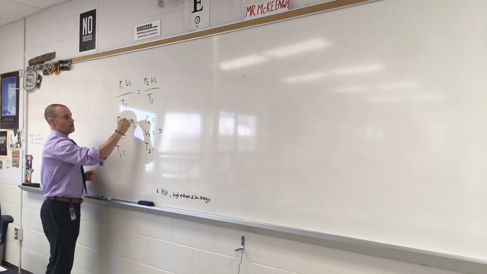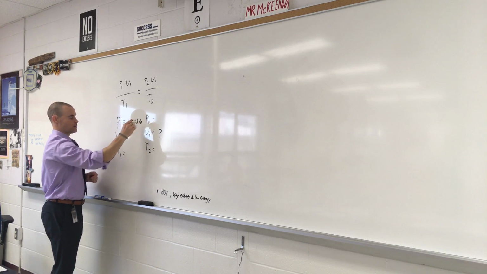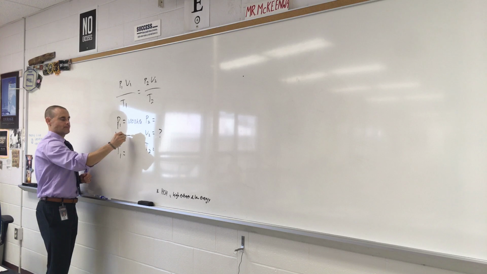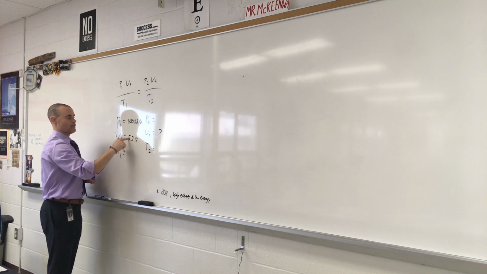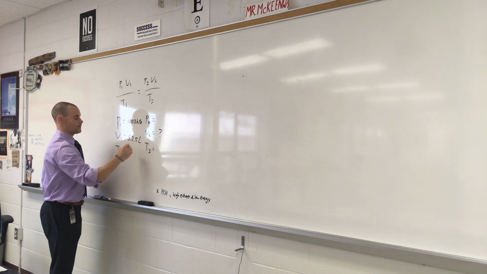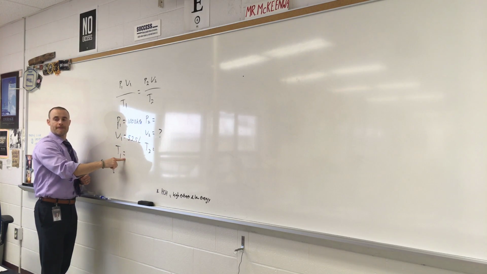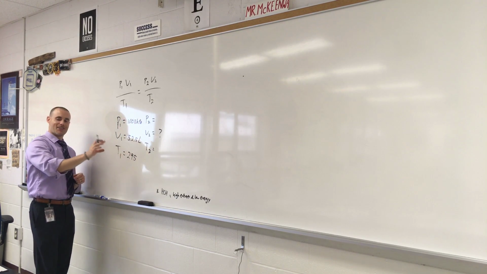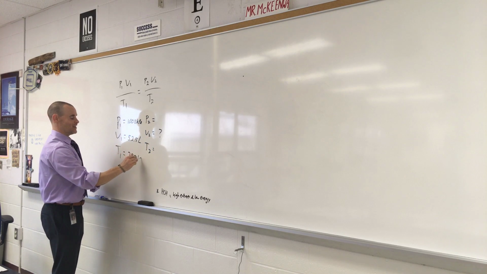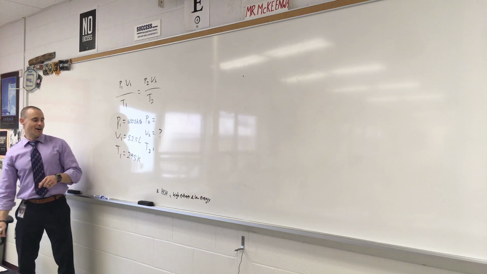100.8 kPa. Good. What's the first volume? 52.5. 52.5 liters. Good. Okay, temperature? 295. 295 Kelvin. When we get in the thousands is when I start losing it. I can do the hundreds.